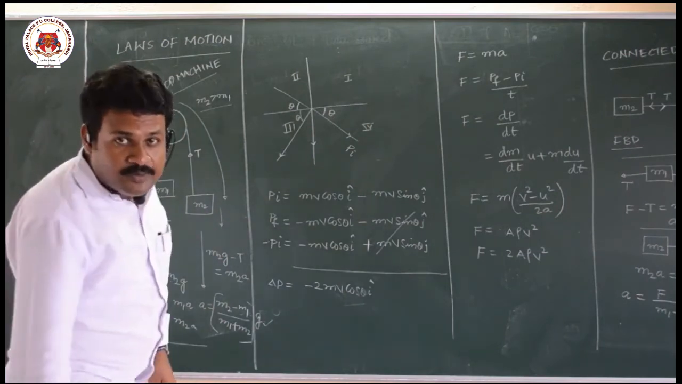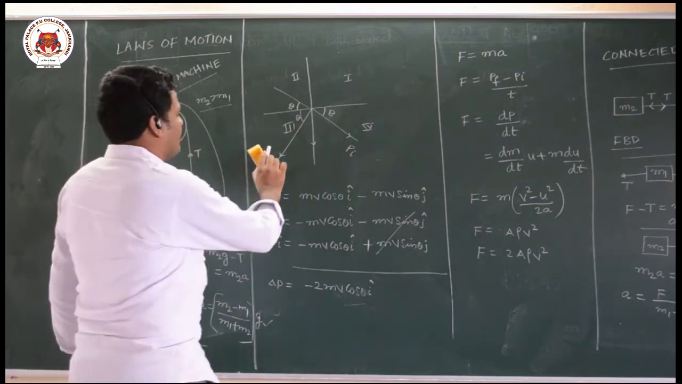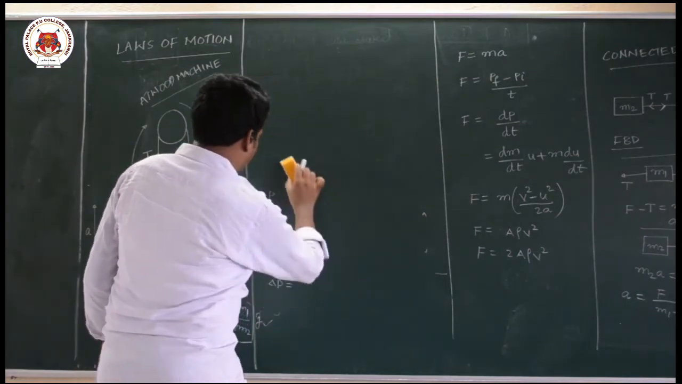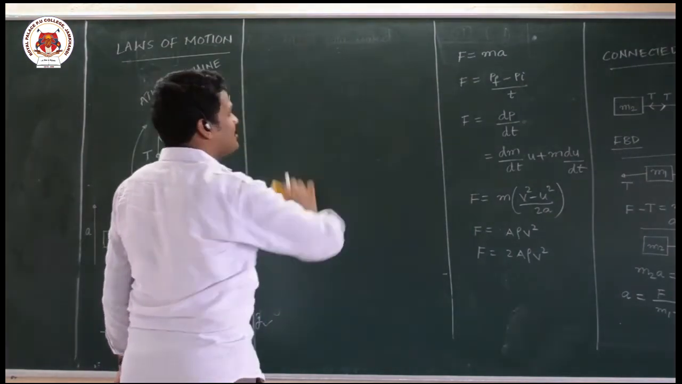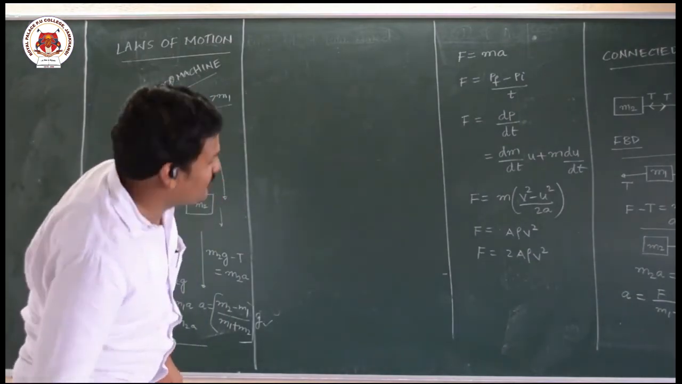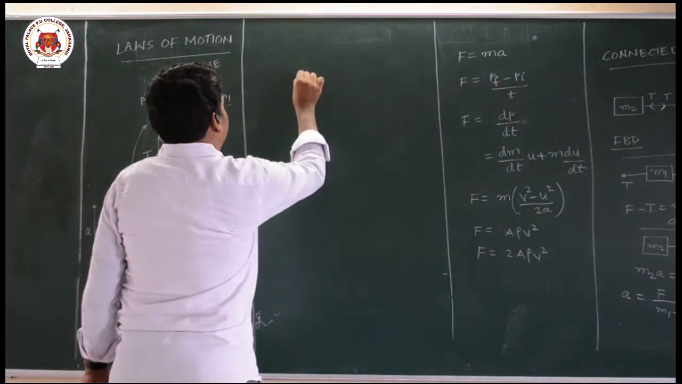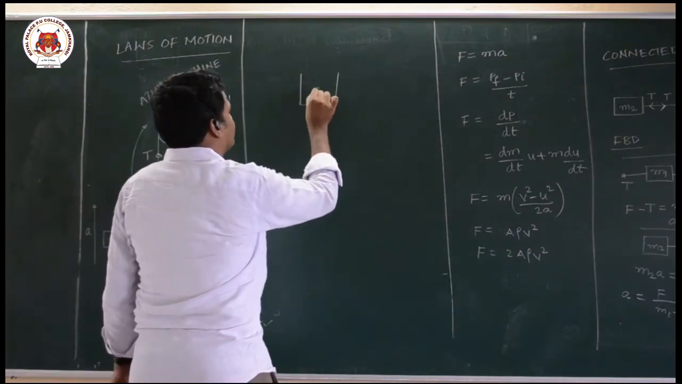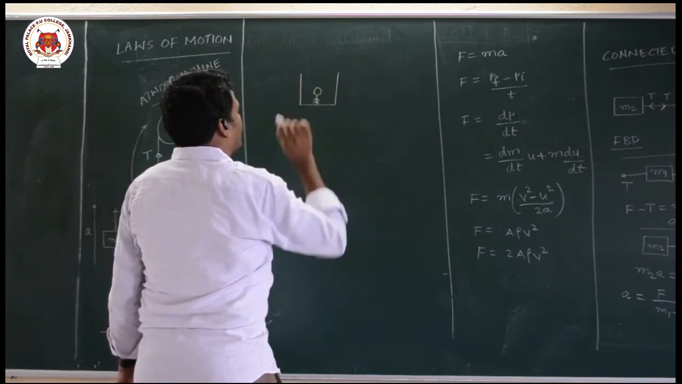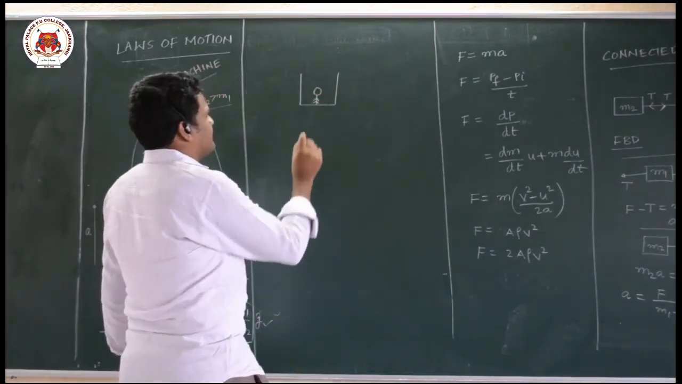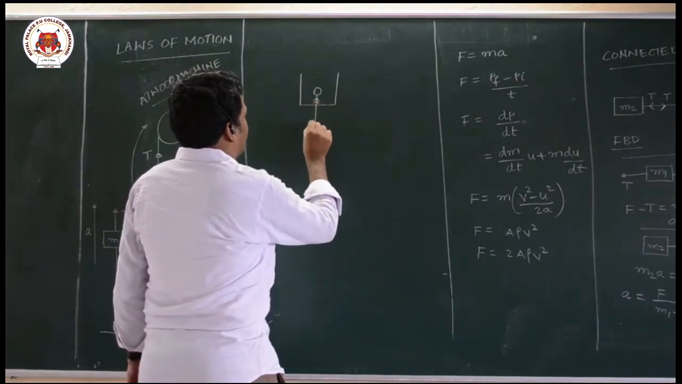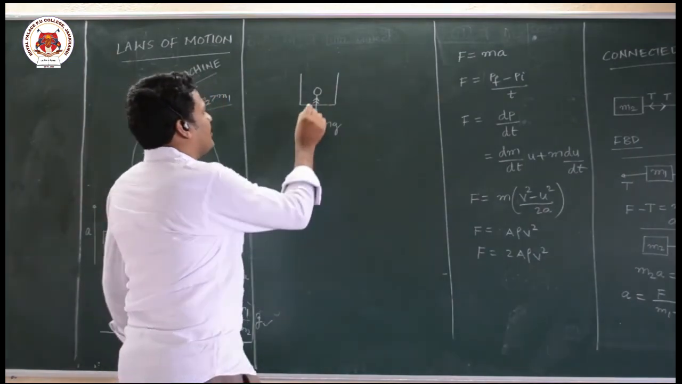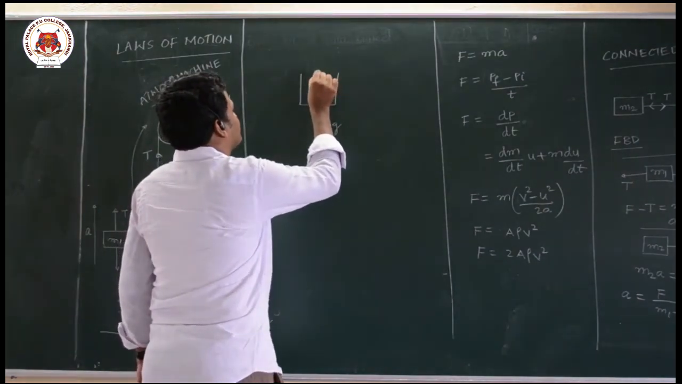Next we will see the motion of the person, the weight of the person in a lift. What happens to your weight when you are moving in a lift, whether your weight increases or decreases or remains the same? Let us consider a lift and a person of mass m standing in this lift. When the lift is at rest, his weight will act downwards, mg. As there is a touch, we will get one reaction called normal reaction.